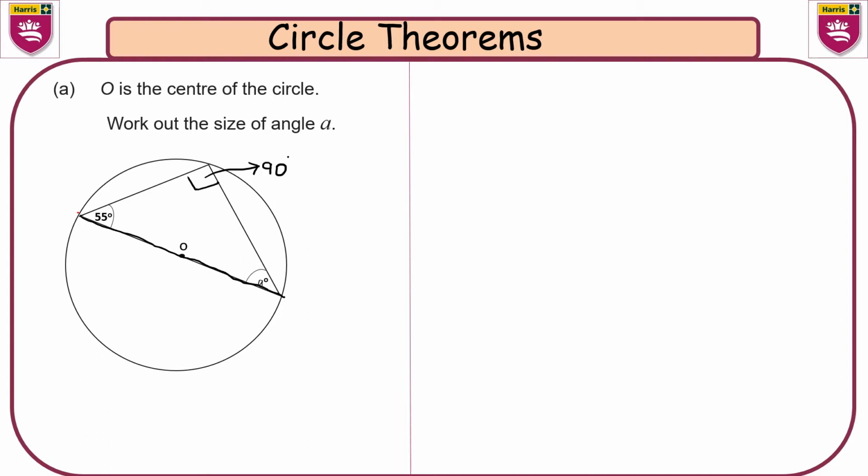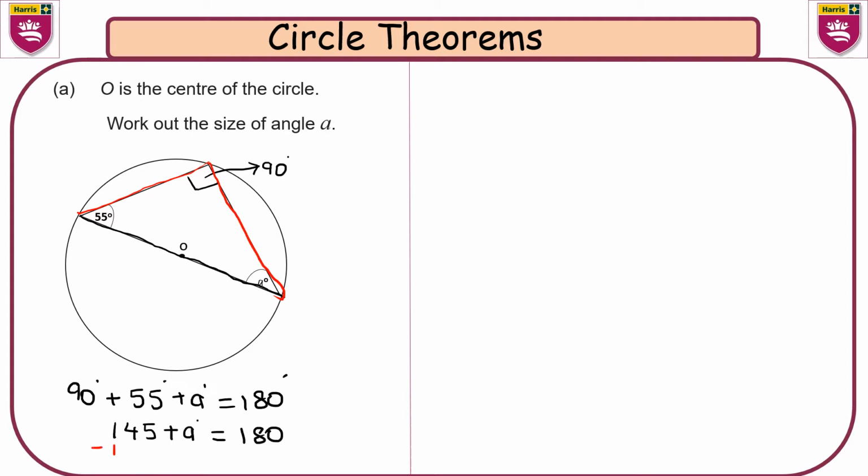As soon as I write my 90 degrees there, I can see that this is a triangle, and we all know that angles in a triangle add up to 180 degrees. So we're going to form an equation to say that 90 degrees plus 55 degrees plus A degrees will give us 180 degrees. 90 plus 55 is going to give us 145, plus A equals 180. And what we need to do is take 145 away from both sides to find out what A is going to be.